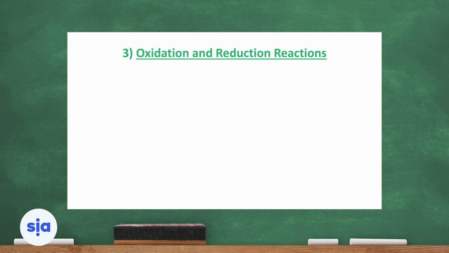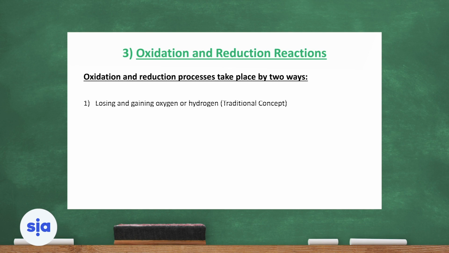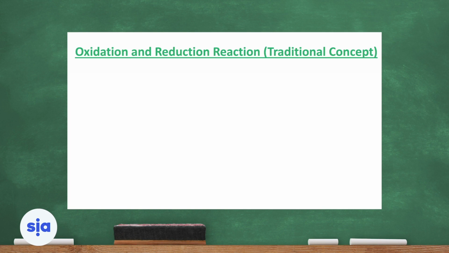Well, now we are going to discuss the third type of chemical reaction, which is oxidation and reduction reactions. Oxidation and reduction processes take place in two ways, either by losing and gaining oxygen or hydrogen, and this is called the traditional concept, or by losing and gaining electrons, and this is called the electronic concept. So it's all about losing and gaining. Let's together discuss the traditional concept.